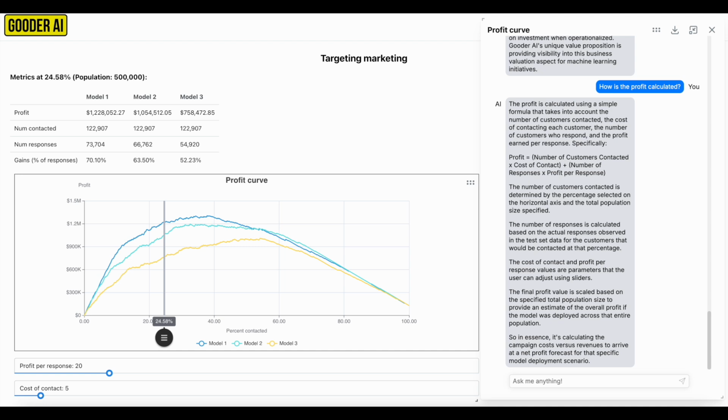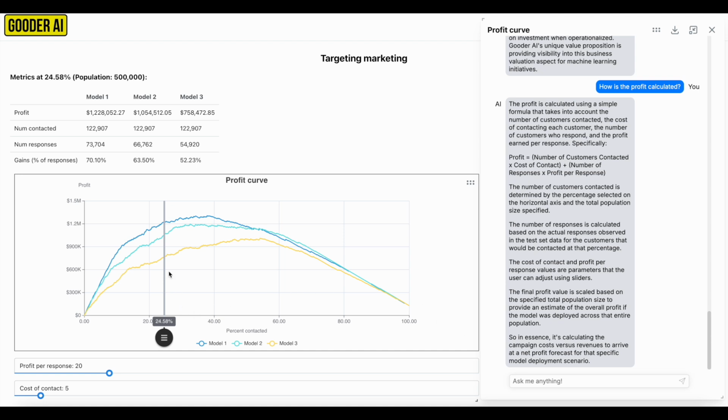The cost of contact and profit per response values are parameters that the user can adjust using sliders. The final profit value is scaled based on the specified total population size to provide an estimate of the overall profit if the model was deployed across that entire population. So in essence, it's calculating the campaign costs versus revenues to arrive at a net profit forecast for that specific model deployment scenario. I should mention those calculations are configurable for each project.